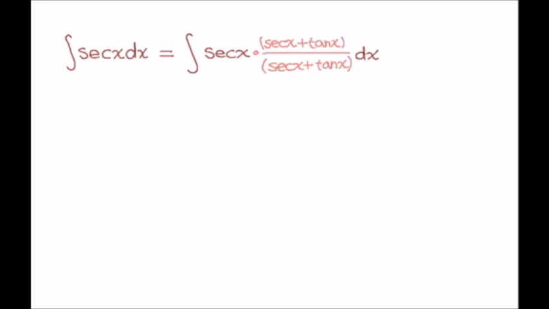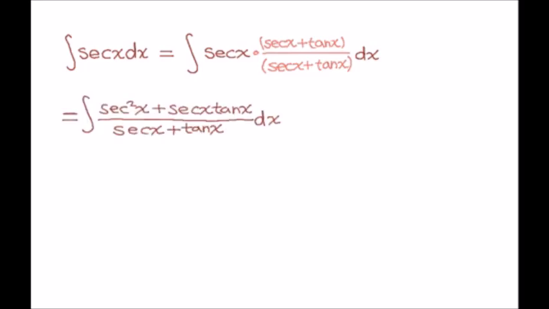It is way beyond the ability of our brains to mathematically foresee. So we proceed, and we distribute secant x, and get the integral of secant squared x plus secant x tangent x over secant x plus tangent x. We let u equal secant x plus tangent x, and du equal secant x tangent x plus secant squared x dx. And it just so happens that we have our u nicely fit on the bottom while du nicely fits on the top.